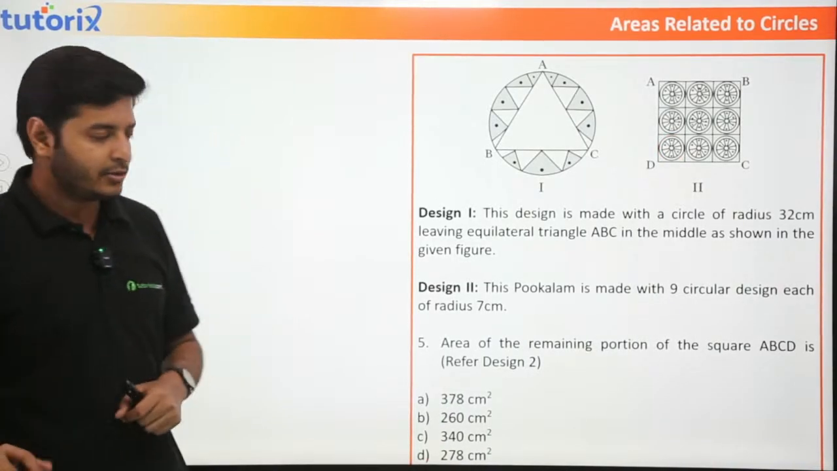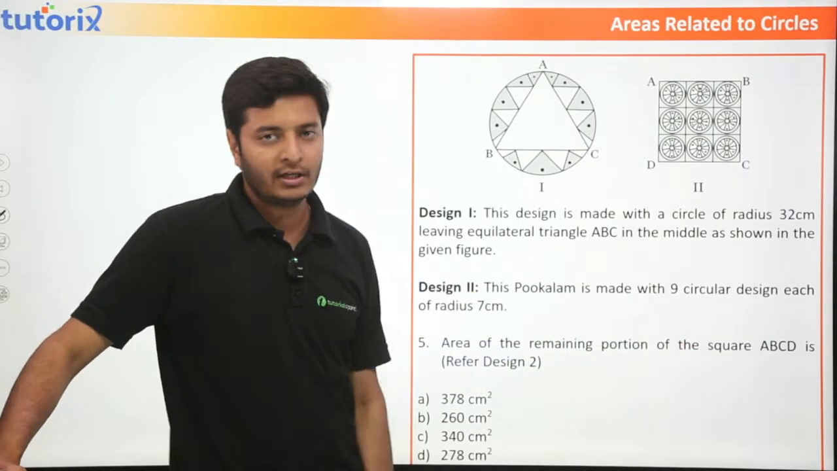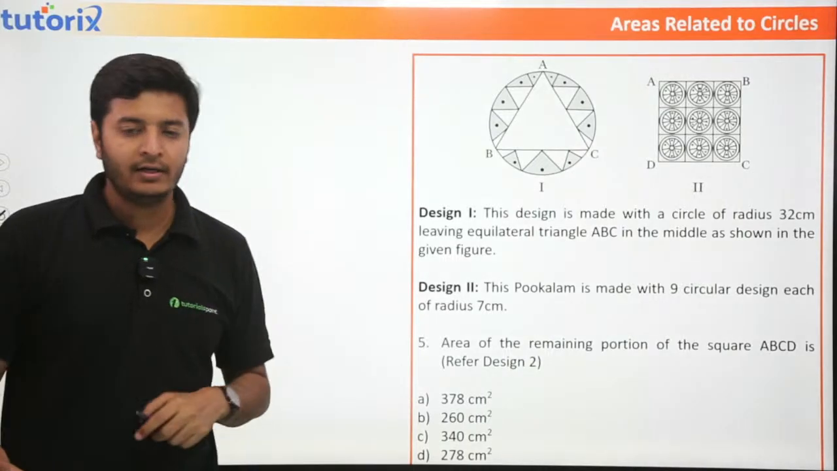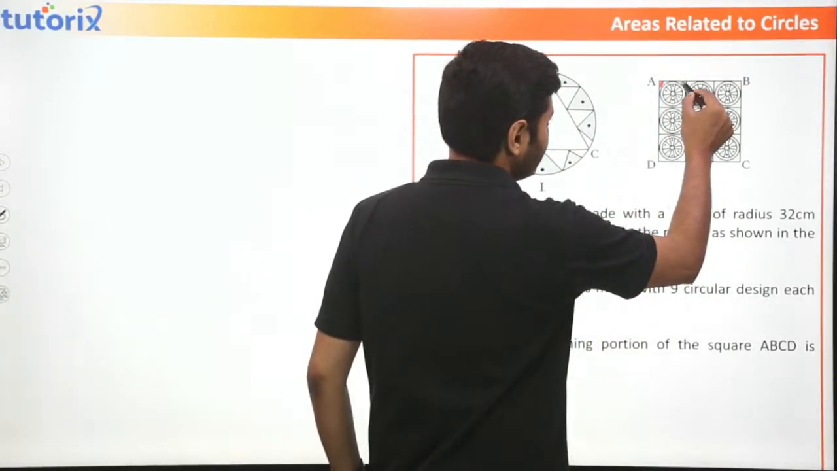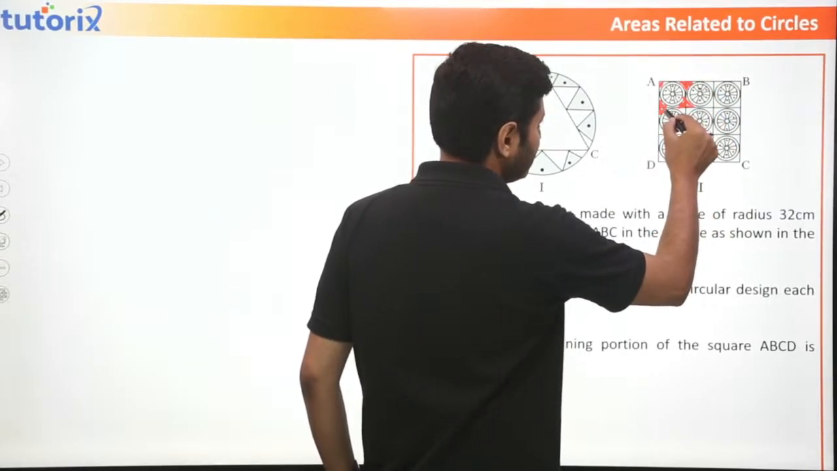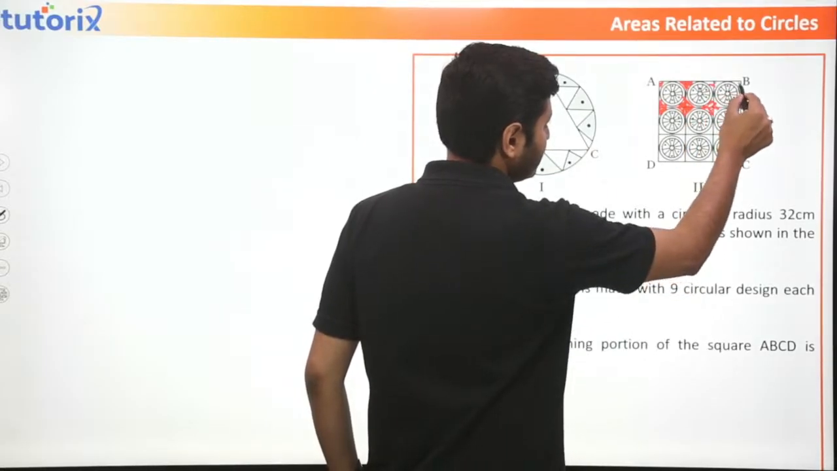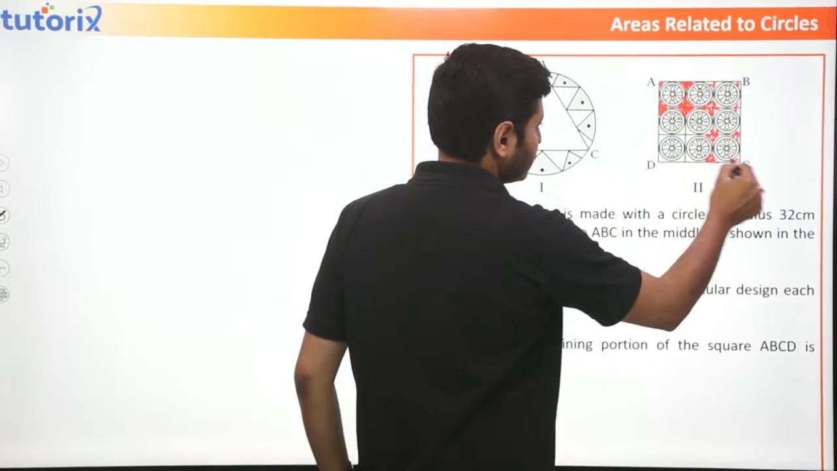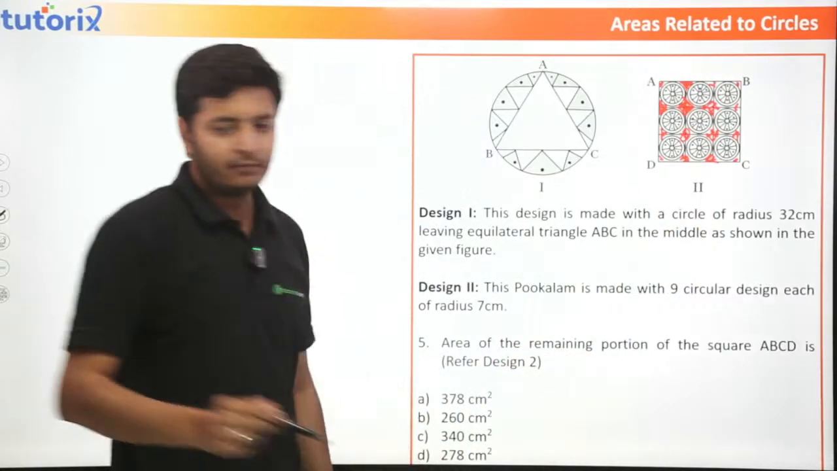Now the last part is very easy. Just apply the logic. You need to find the area of the remaining portion of the square ABCD in this design. How to find the area of the remaining portion? What is the remaining portion? This. Whatever is left in between the circles and square. This area you need to find. Shaded one.